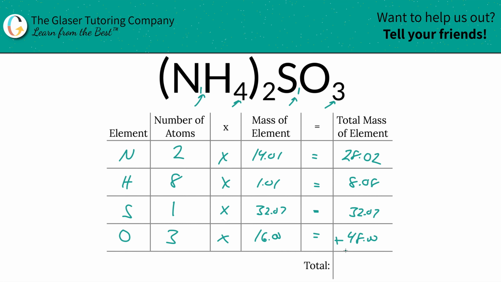Then to find the total mass of the compound, which is what we're interested in, we've got to add this whole column up. So that's 116.17 units of mass. And there you have it, right? That's the total mass of the compound. That was the first step.